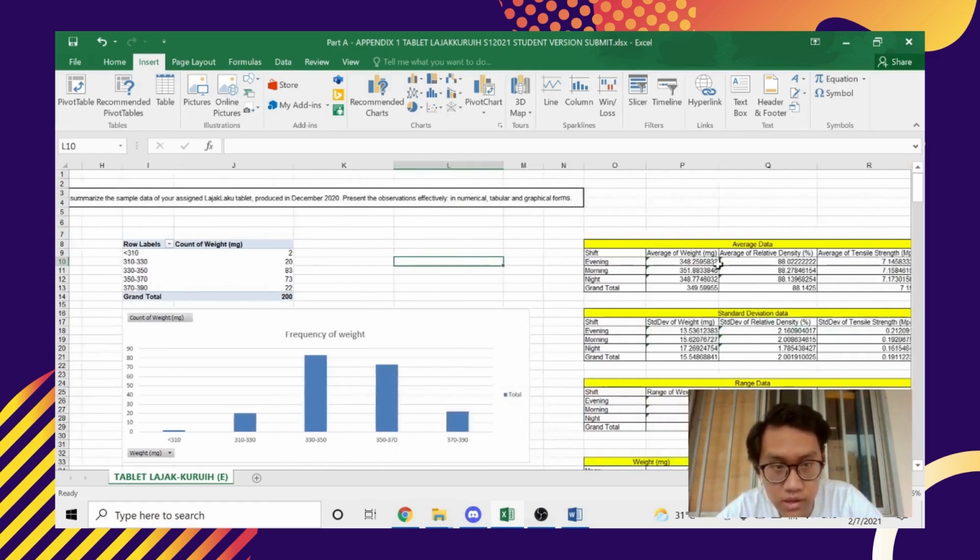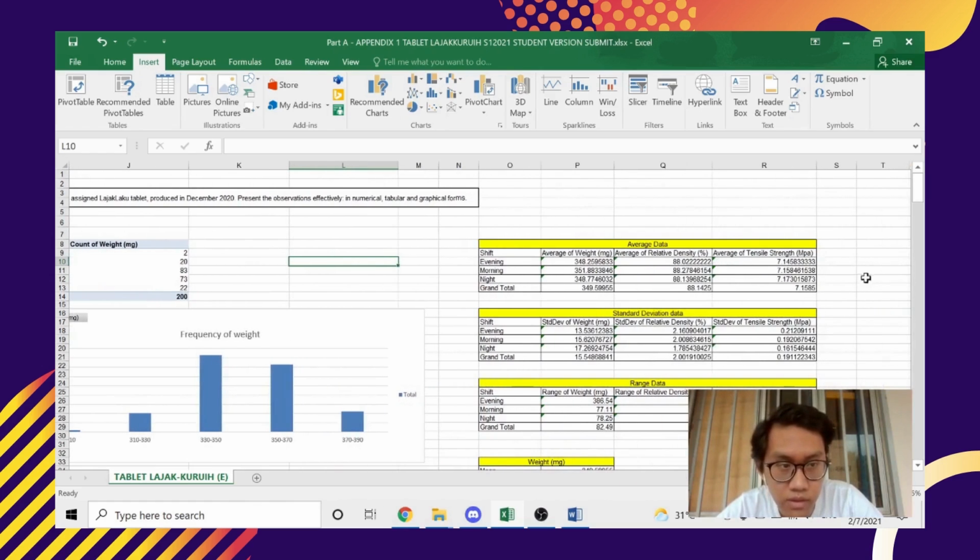We have also created tables of other summarized data. This one is average data. It is created based on the data sheet. For example, this is the data of average of weight for the evening shift using the average Excel formula. Same goes for the other data in this table.